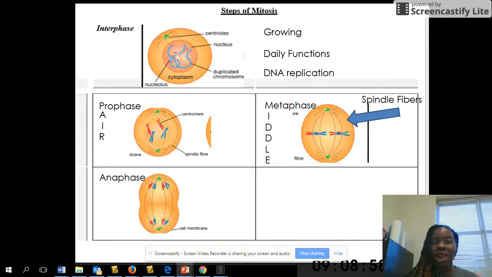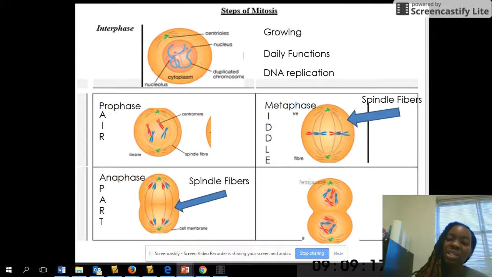After metaphase, you have anaphase. And anaphase, I can always remember the A is for apart. This is when the chromosomes actually start to pull apart. And that way we can have identical chromosomes in each new nucleus or nuclei. You also can see that spindle fibers are here as well to help pull apart the chromosomes.